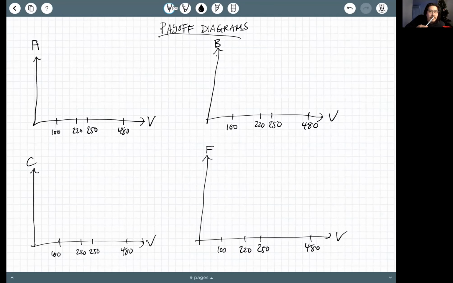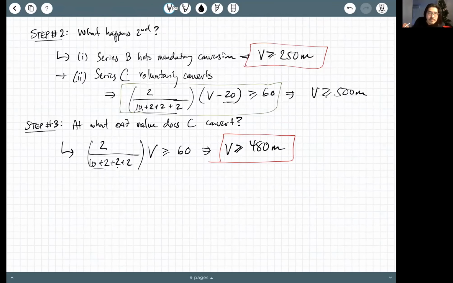Bruce, do you have a question? Yeah, I'm wondering, if you already know Series B will convert first, why is the second step unnecessary? Sorry, what? The number 2 under step 2. Yep. Since I already know Series B will convert first, is the calculation unnecessary?